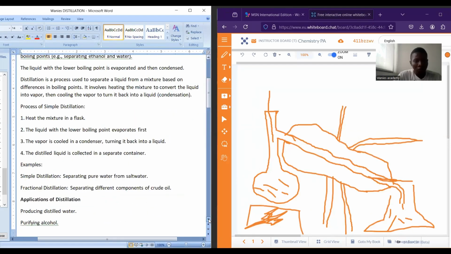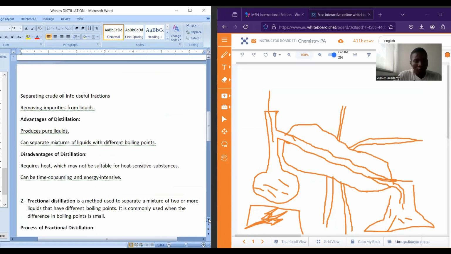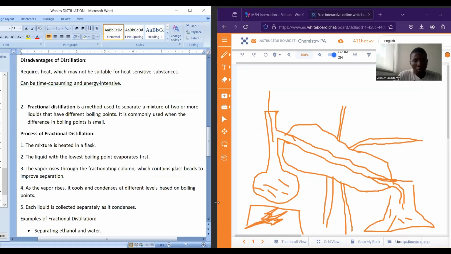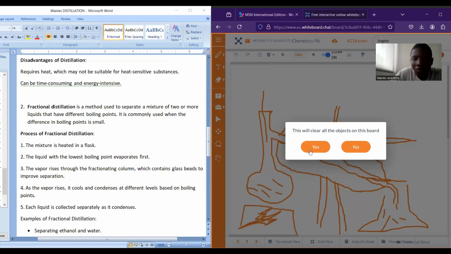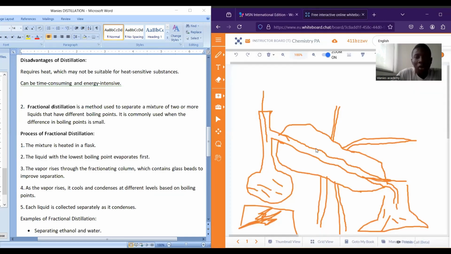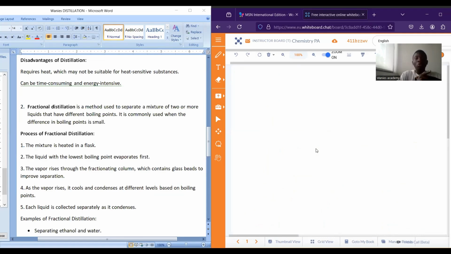So after that, we can now move to fractional distillation. The work of fractional distillation is usually to separate miscible liquids, but when the boiling point difference is small, when they have a very low difference in boiling point, that is when you can use fractional distillation. For example, if you are to separate crude oils. That's why fractional distillation is employed in the separation of crude oils, because the fractions have very close boiling points to each other.